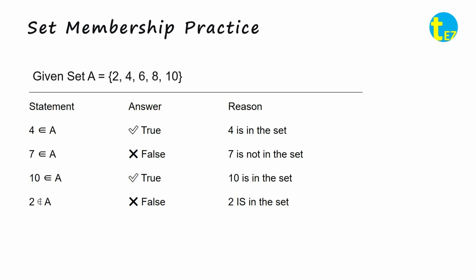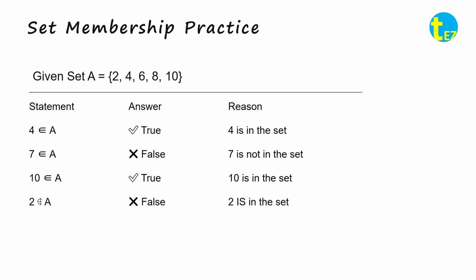Another statement: 2 is not an element of A. Is 2 not in the set? Wait, look carefully. 2 is in the set. So to say 2 is not in the set is false. 2 is an element of set A. So 2 is an element of A is true, and 2 is not an element of A is false. Did everyone understand? Good, let's move on.